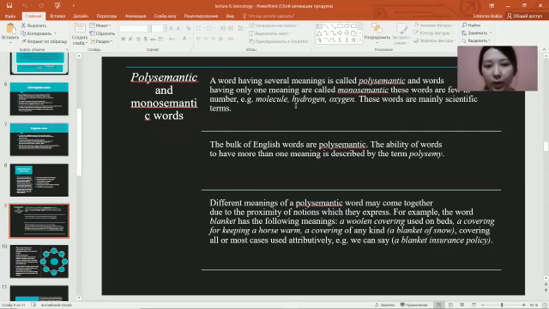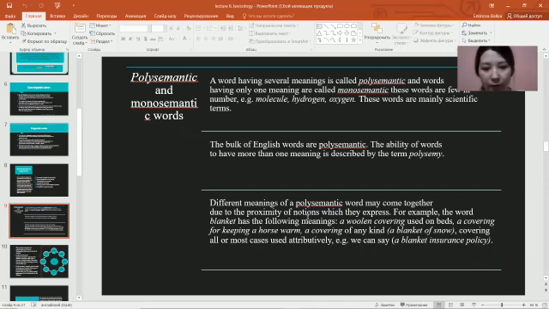These words are few in number. For example, molecule, hydrogen, oxygen. The words hydrogen and oxygen don't have another meaning. They have only one meaning, which are monosemantic words. These words are mainly scientific terms. The bulk of English words are polysemantic. The ability of words to have more than one meaning is described by the term polysemy.